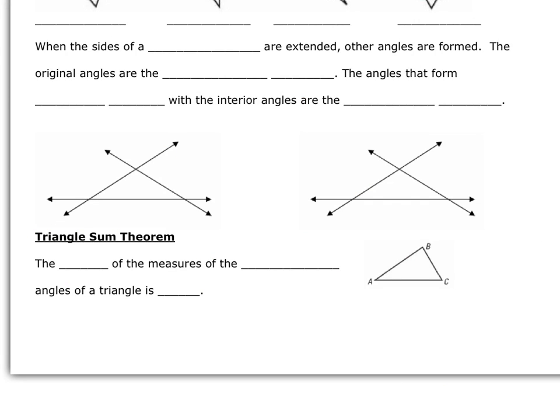All right, so next we're going to talk about angles inside and outside of a triangle. So when you have the sides of a triangle, when they are extended, there are other angles formed. You can see in these pictures down here, we've extended the sides even though we still have a triangle here in the middle. So that's what it's talking about, extending the sides out beyond the triangle. So basically the original angles that were in the triangle, these are referred to as the interior angles.